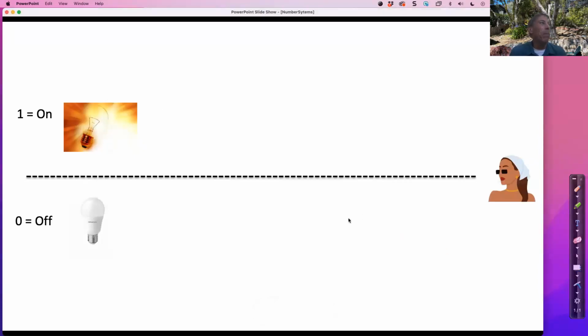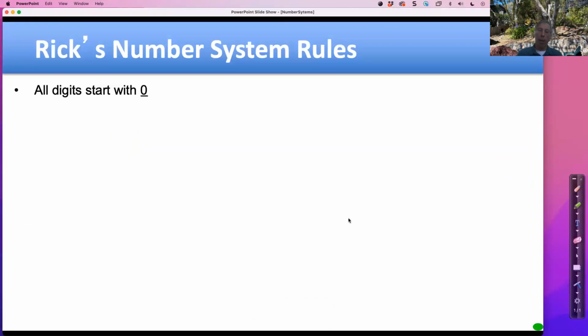So let's talk a little bit about number systems. You already know everything you need to know about number systems. Okay. First of all, our basic number system rules. I'm talking about integer-based number systems, not this stuff from other galaxies and things like that. Anyway, basic number systems. So all digits start with 0.